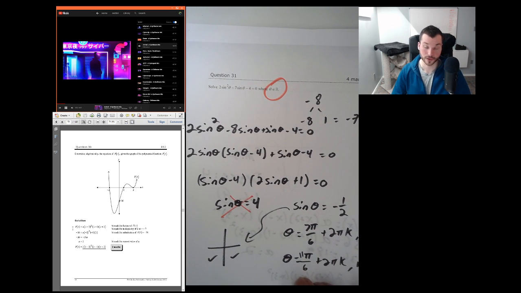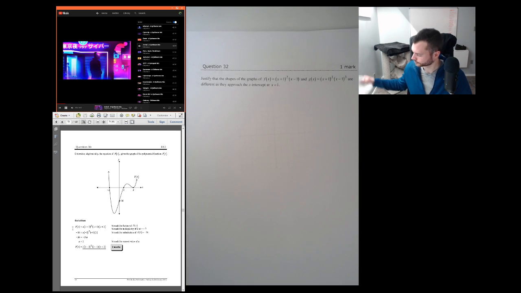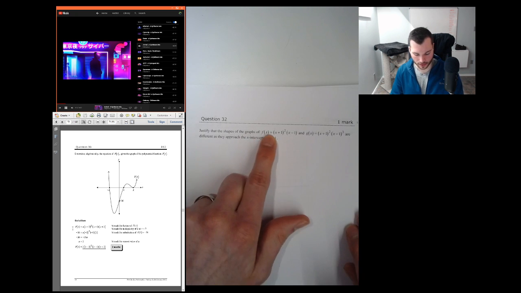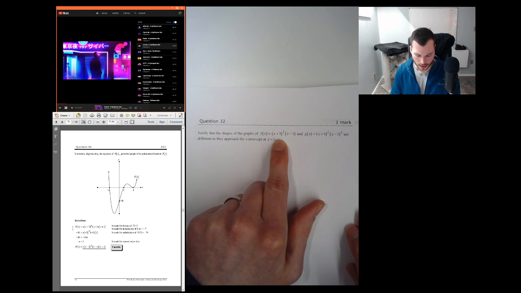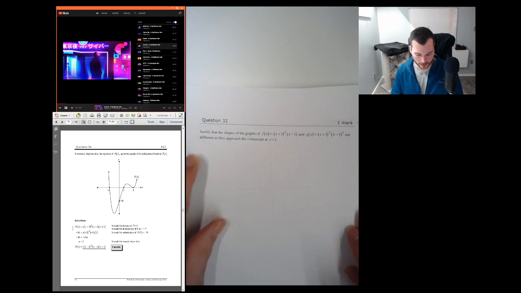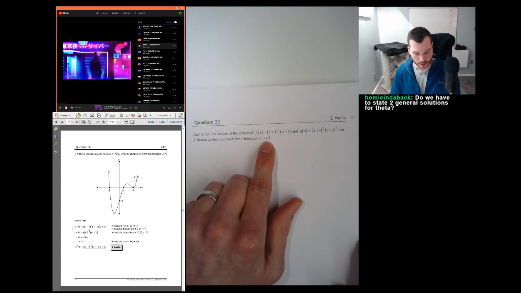Okay, let's open that one. Hey, moving along. Justify that the shapes of the graph, this, f of x, and g of x, are different as they approach the x-intercept of 1.